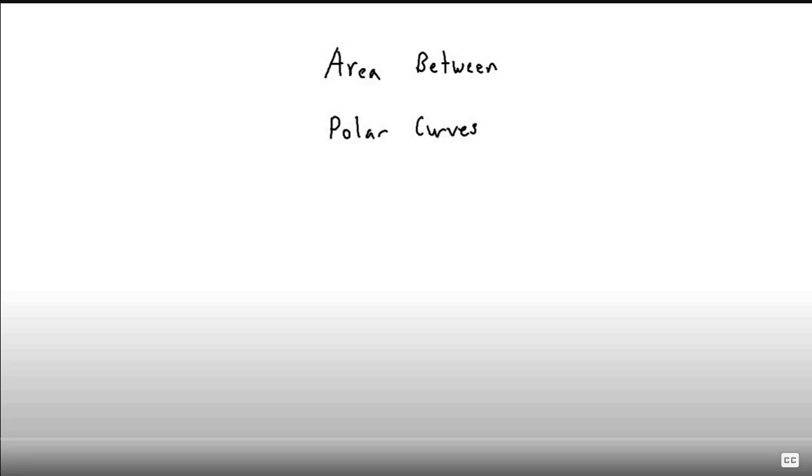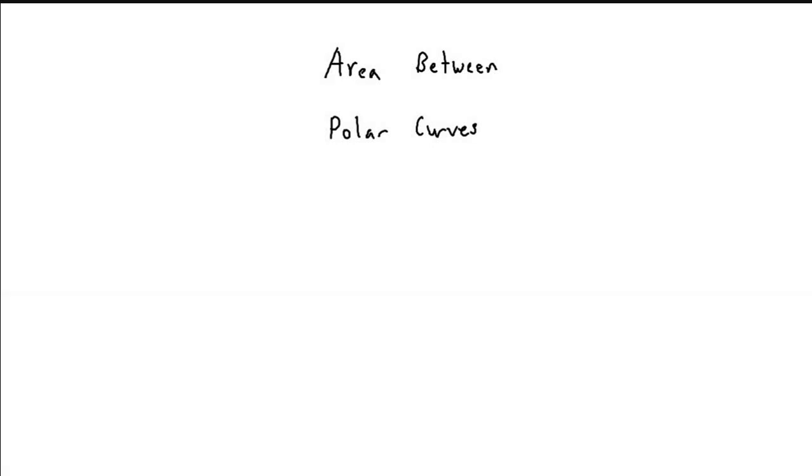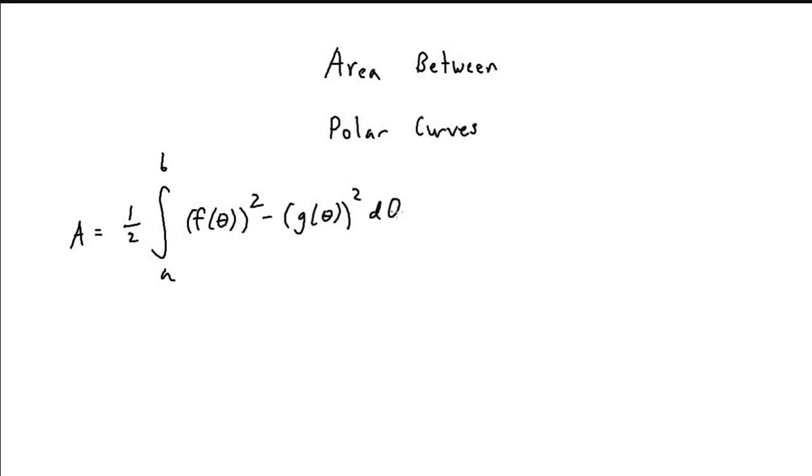So let's take a look at finding the area between two polar curves. And so the formula for that, the area is going to be equal to 1/2 times the integral from A to B of f of theta squared minus g of theta squared. And so f of theta refers to the outer curve and g of theta refers to the inner curve. So we're basically doing the outer curve squared minus the inner curve squared.